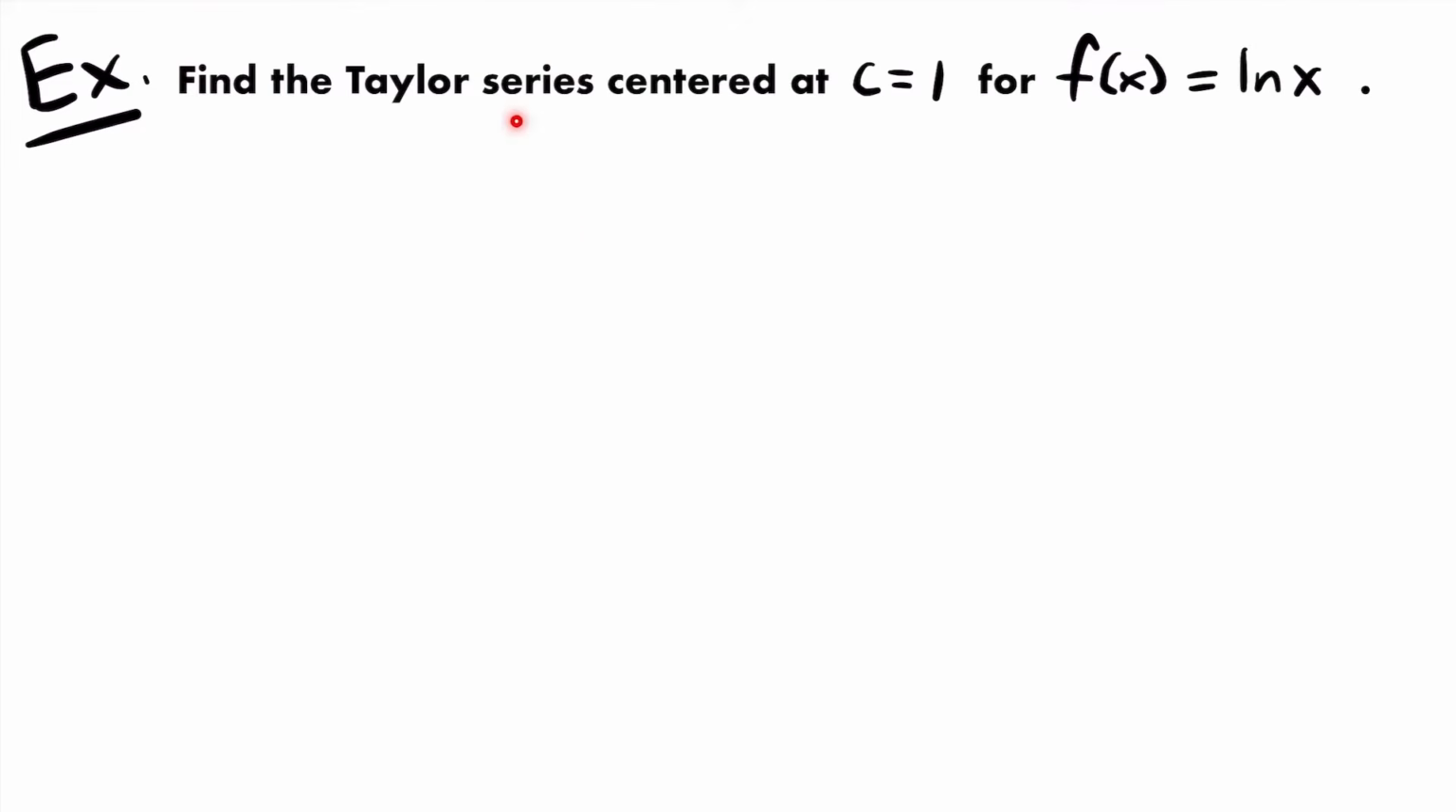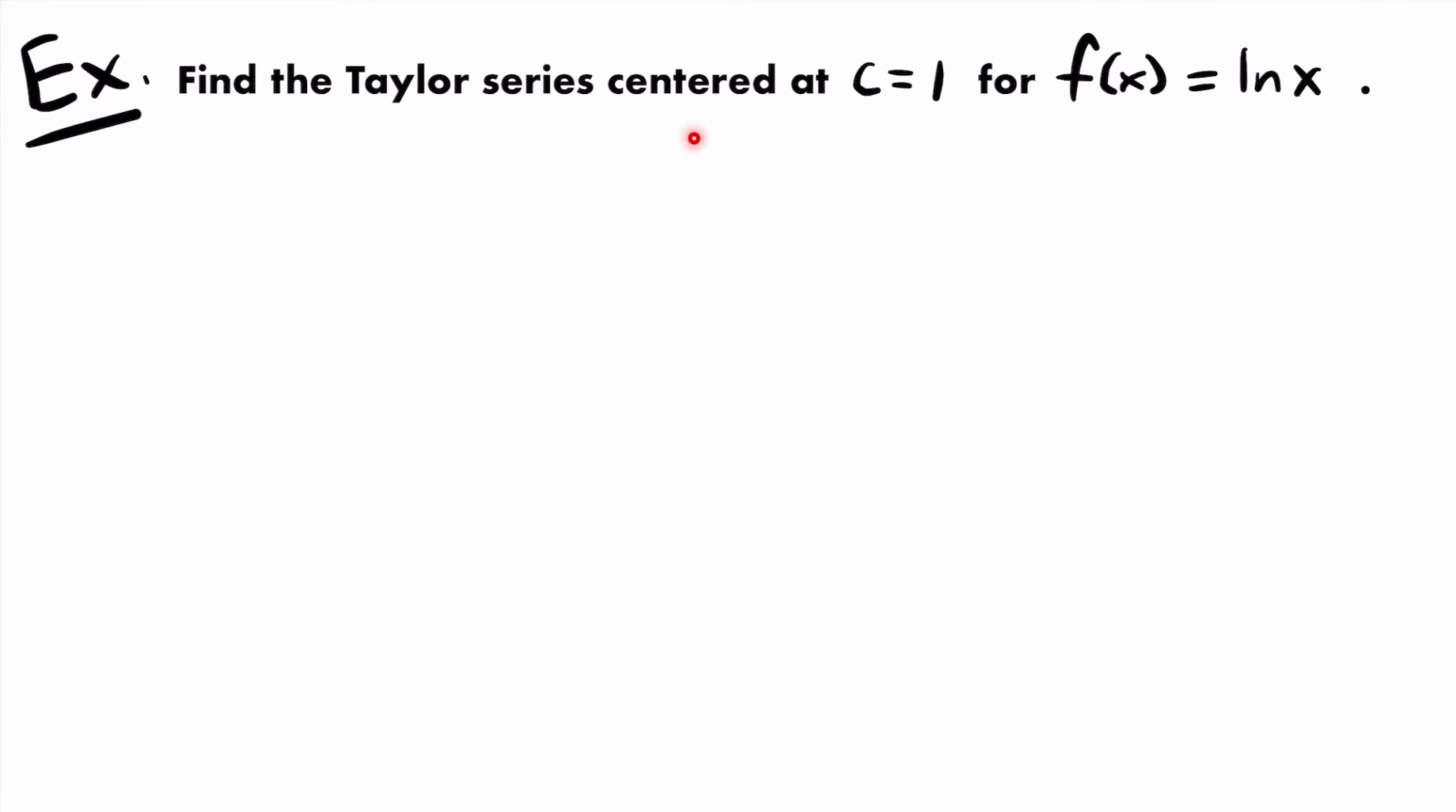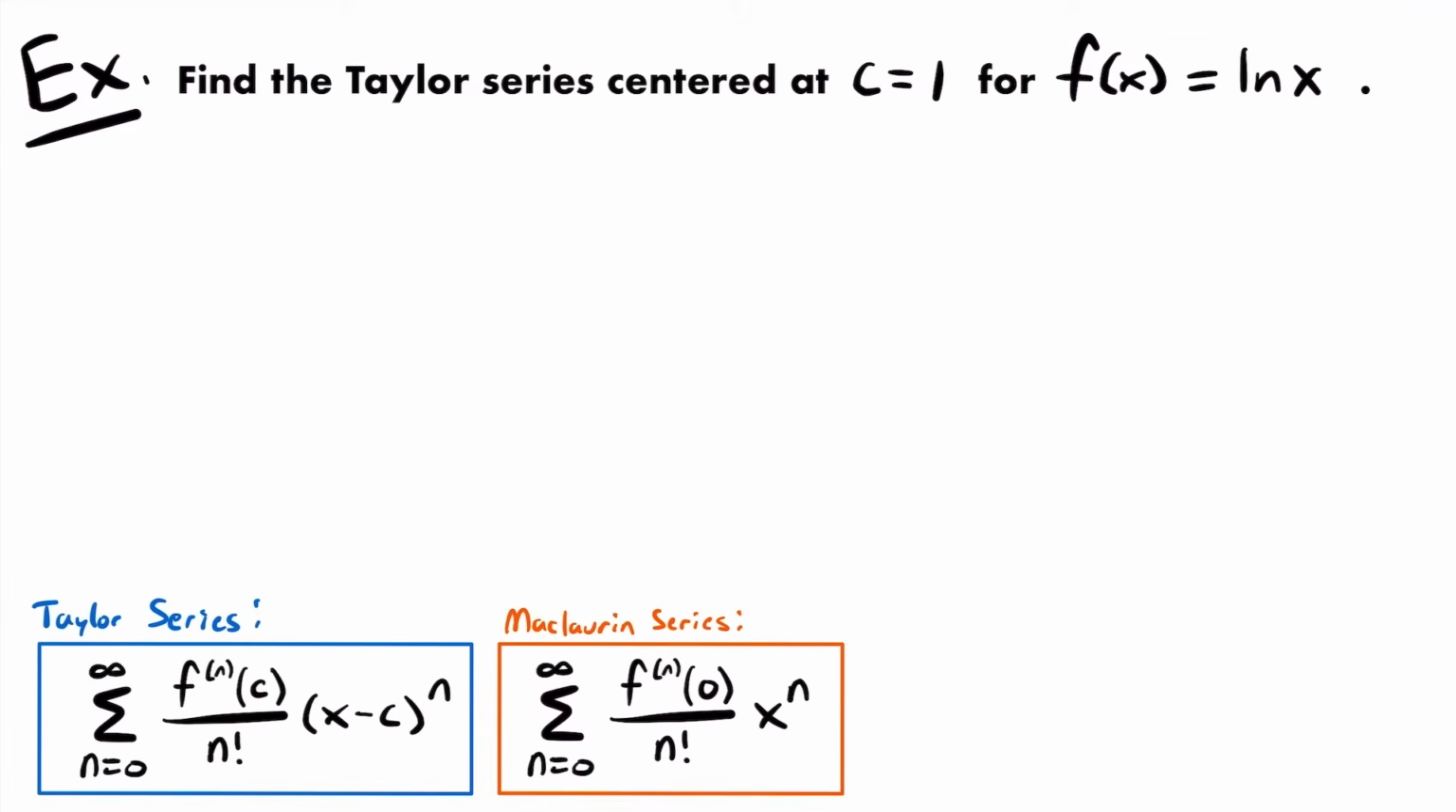We want to find the Taylor series centered at c equals 1 for the function f of x is equal to the natural log of x. In order to do that, we first need to know what a Taylor series looks like. Remember, a Taylor series is the sum from n equals 0 to infinity of the nth derivative evaluated at c divided by n factorial times the quantity x minus c to the power of n.